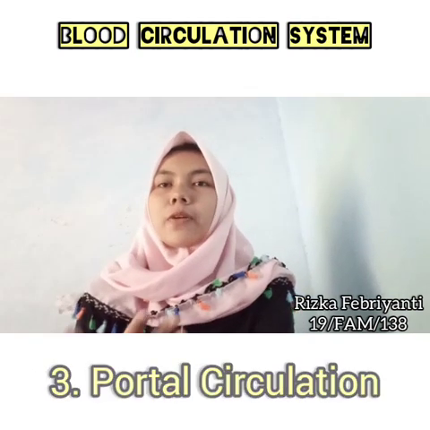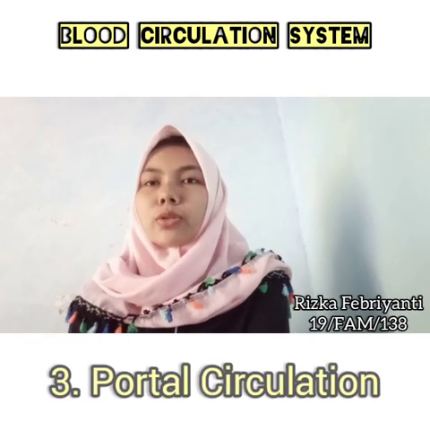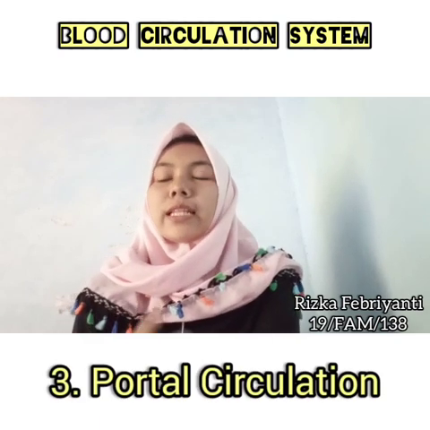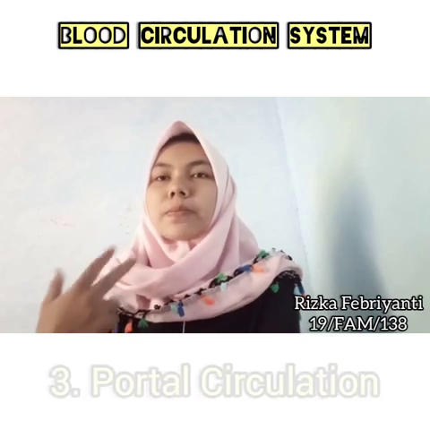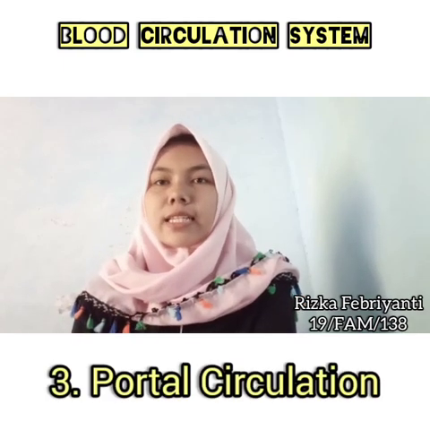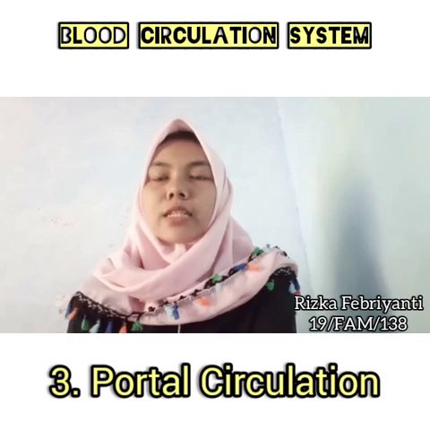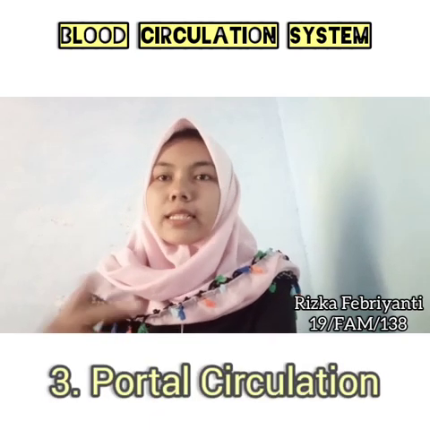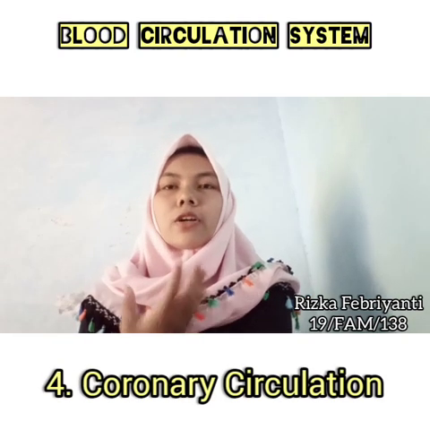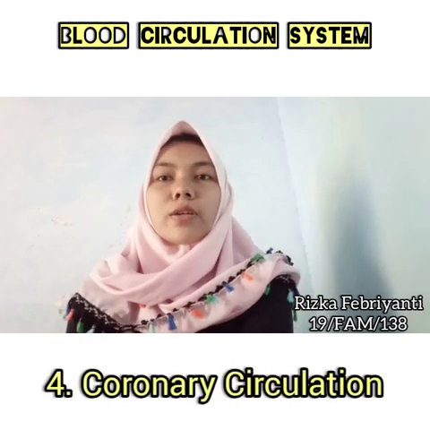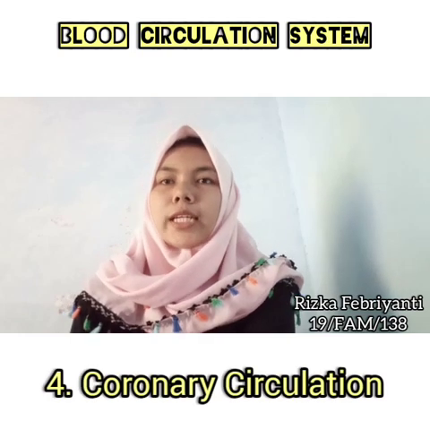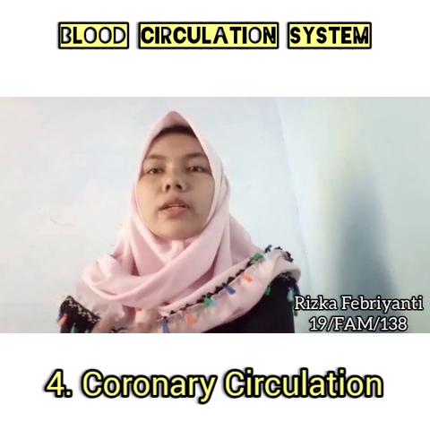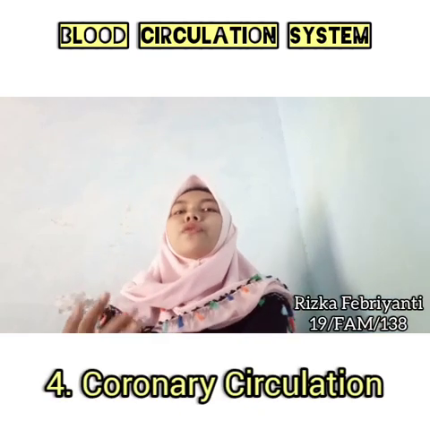Portal circulation. Portal circulation is the return of blood flow originating from the intestine, stomach, pancreas, and spleen, which is collected through the portal vein hepatica to the liver and from the capillary system. Coronary circulation. Coronary circulation is circulation of the blood in the heart, which serves to provide blood to meet the nutrition needs of all parts of the heart.